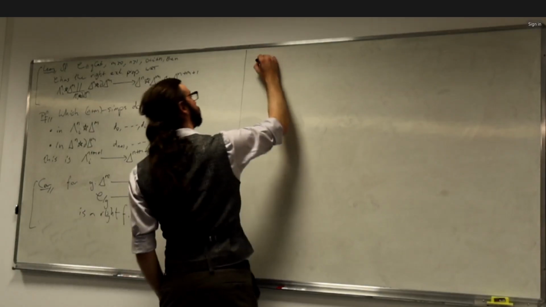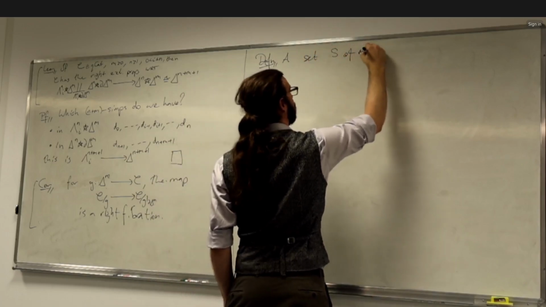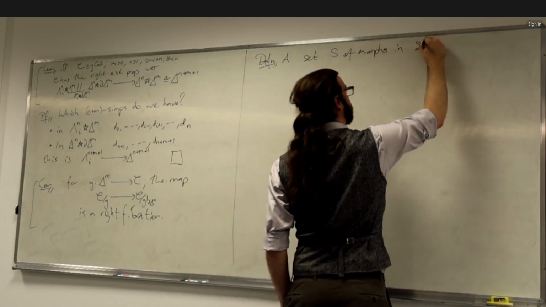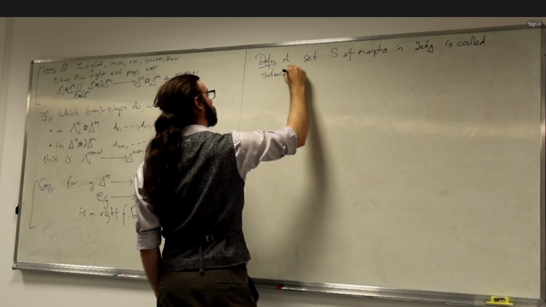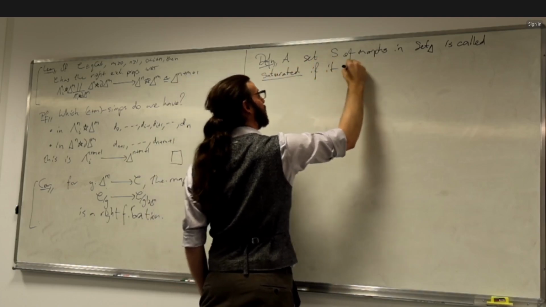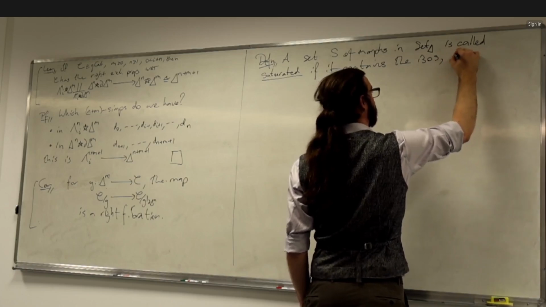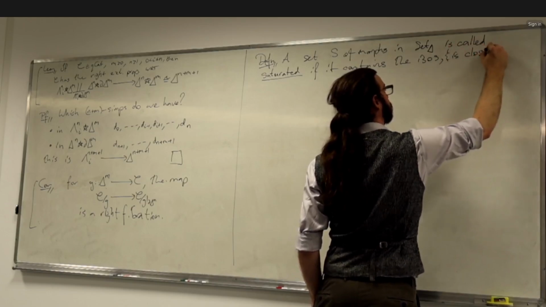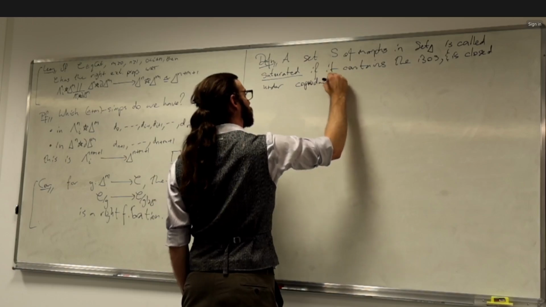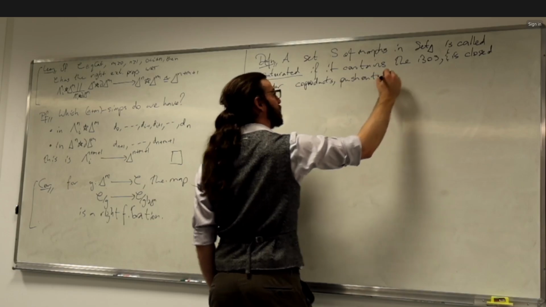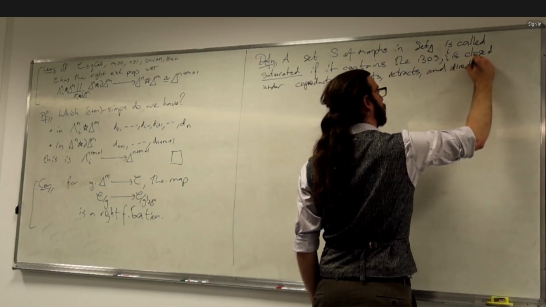So, definition: a set S of morphisms in simplicial sets is called saturated if it contains the isomorphisms and is closed under coproducts, pushouts, retracts, and directed colimits.